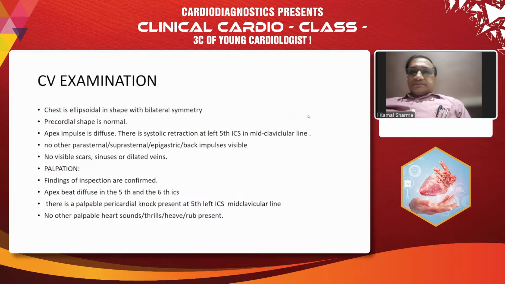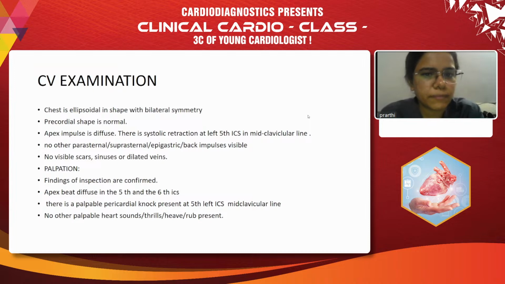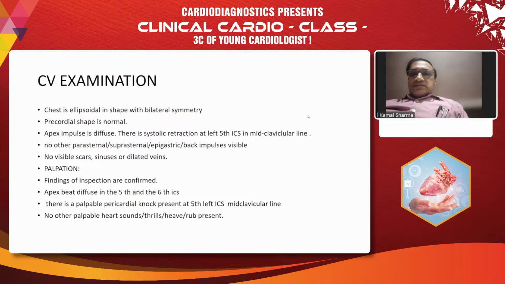Go ahead. Yes, sir. Chest is ellipsoid in shape with bilateral symmetry. Precordial shape is normal. Apex impulse is diffuse. There is systolic retraction at the left fifth intercostal space in the midclavicular line. No other parasternal, suprasternal, epigastric or back impulse is visible. So why is the apex diffuse?